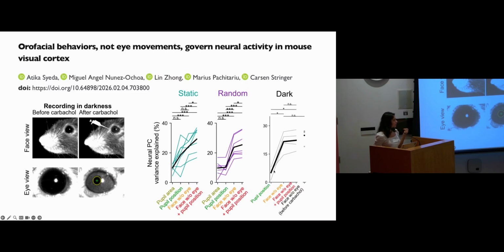And in the dark condition, we also have another plot that's looking at which of the neural PCs are best predicted. So orofacial movements, you'll see that even the higher dimensional neural PCs are explained by those behaviors, whereas for pupil area and pupil position, you'll see it's mostly the first few PCs of neural activity. Yeah, not so much on that side.